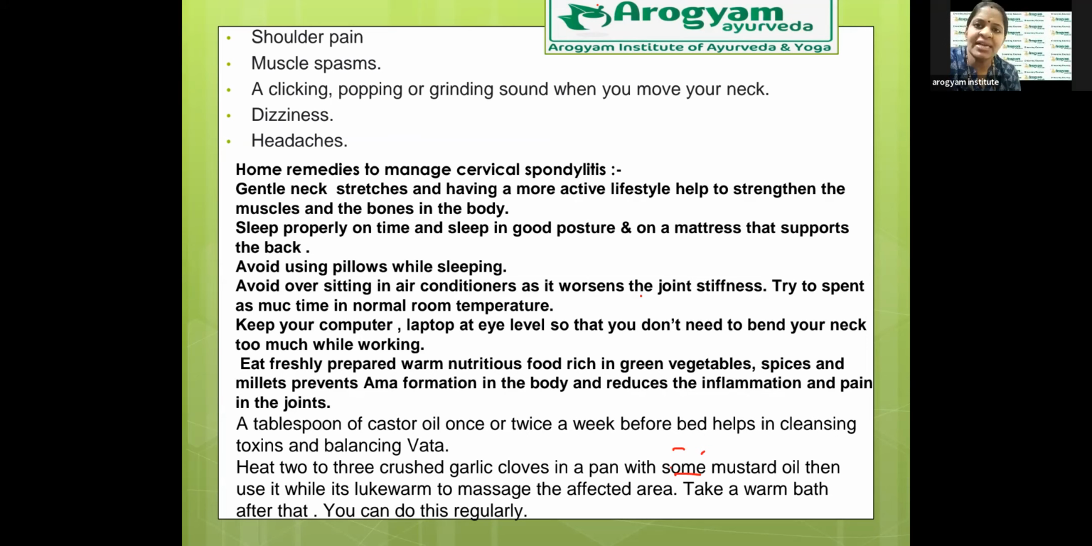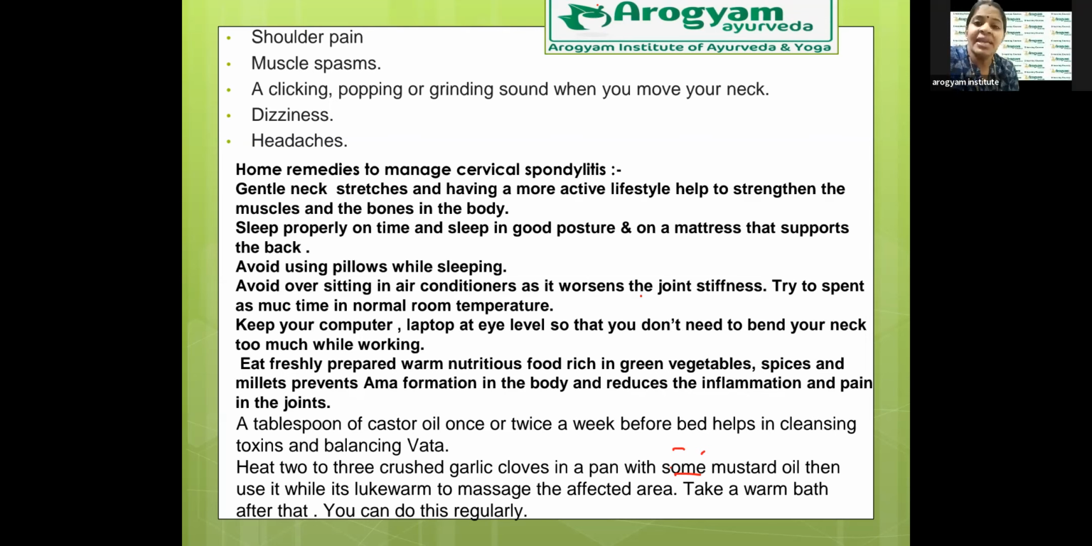So what to do for this? Home remedies to manage cervical spondylitis are gentle neck stretches and having a more active lifestyle to help strengthen the muscles and the bones in the body. Sleep properly on time and sleep in good posture and on a mattress that supports the back. Avoid using pillows while sleeping. Avoid over-sitting in air conditioners as it worsens the joints.